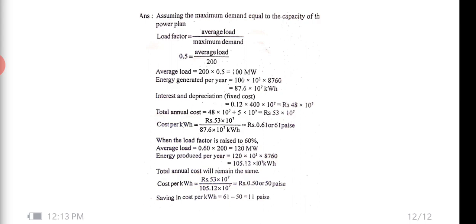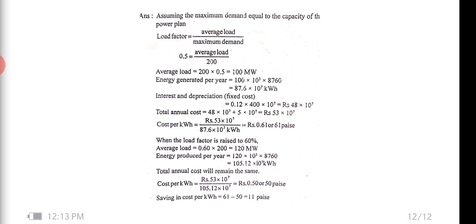Now here they have not given the maximum demand. So what will we do? We will assume that the maximum demand is equal to the capacity of the plant. The capacity of the plant is 200 megawatt. So load factor is equal to average load divided by maximum demand. I have assumed the maximum demand as the installed capacity itself, because it is not given. So 0.5 is equal to average load divided by 200. So the average load is 200 into 0.5, that is 100 megawatt.